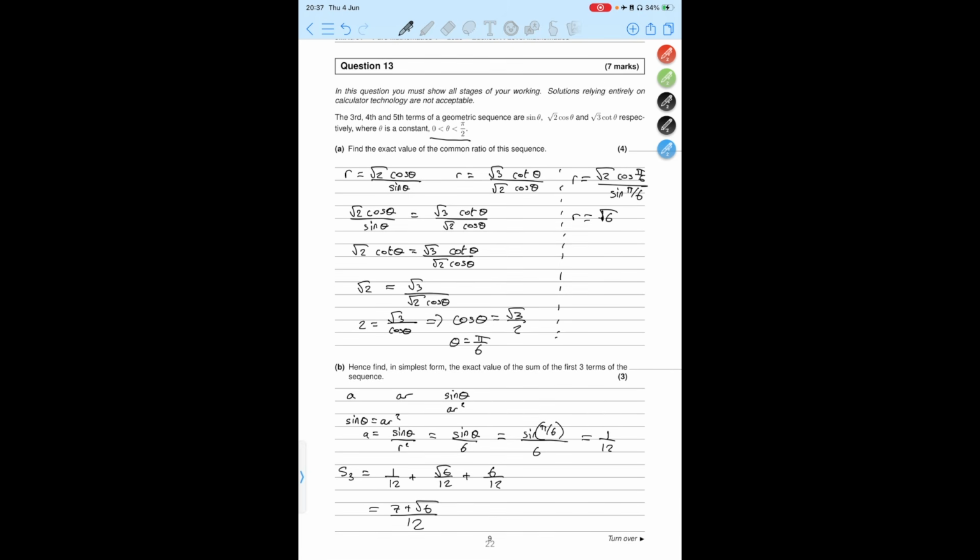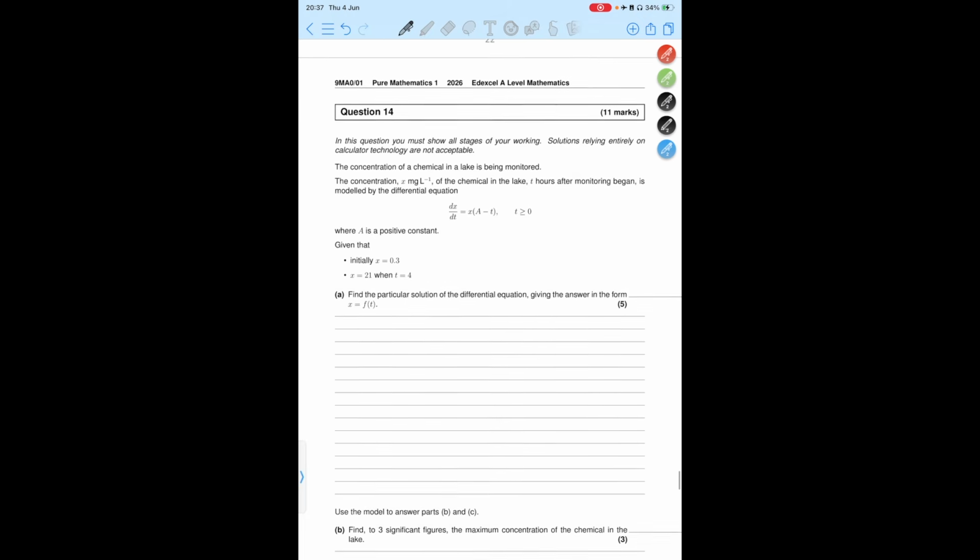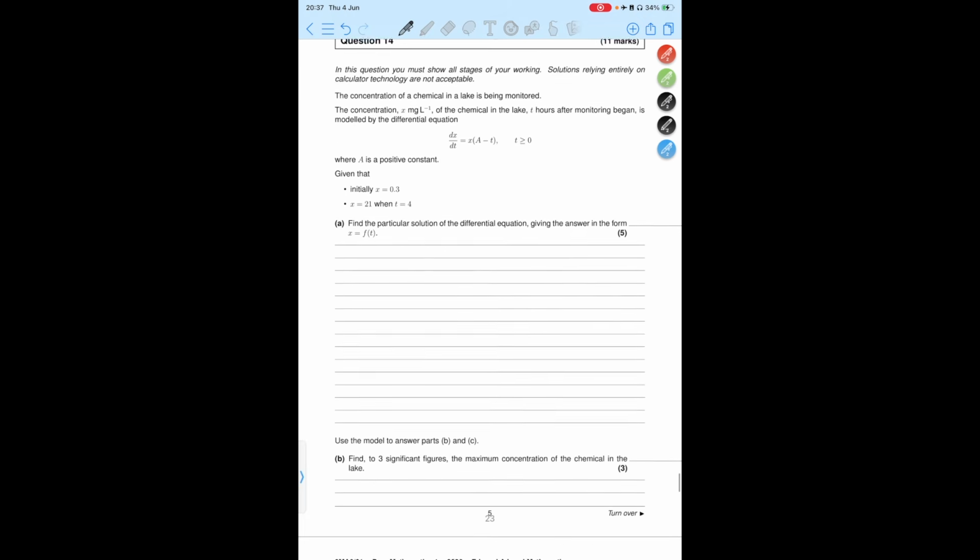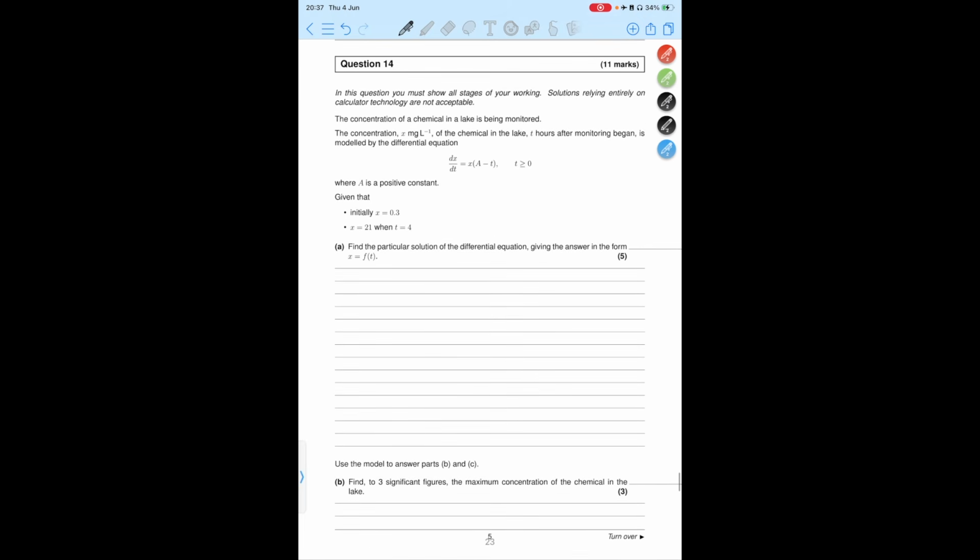All right, so let's move on to question 14 now. Sorry again about the cut between. You've got some differential equations here. We've got the concentration of a lake being monitored in milligrams per liter, and t is the time after modeling began, and we've got this equation here. A is a positive constant.